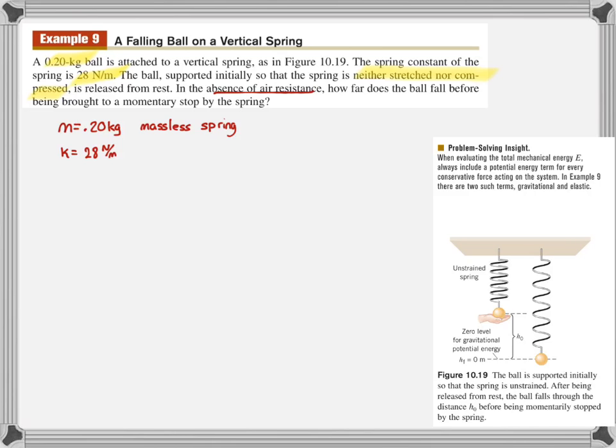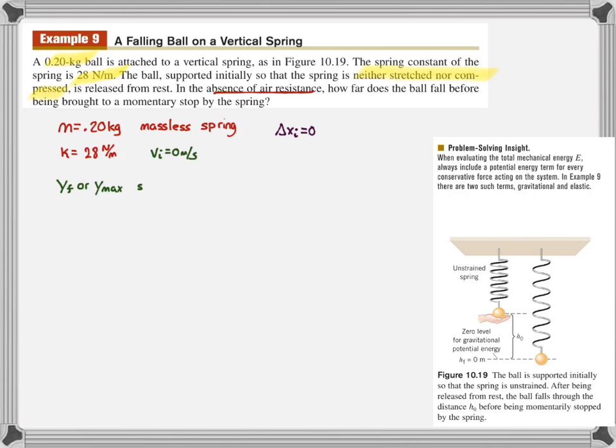They tell us the constant of the spring, and they tell us that the spring at the beginning is neither stretched nor compressed, and it is released from rest, meaning our v initial is 0, and it's neither compressed or stretched, so our initial position is 0. It says, in the absence of air resistance, how far does the ball fall before being brought to a momentary stop by the spring?